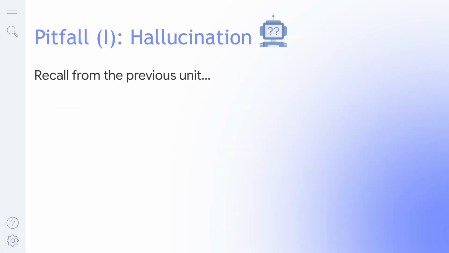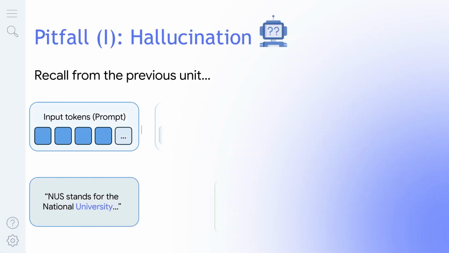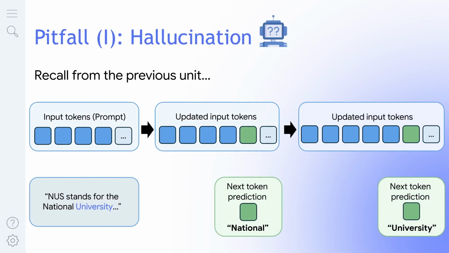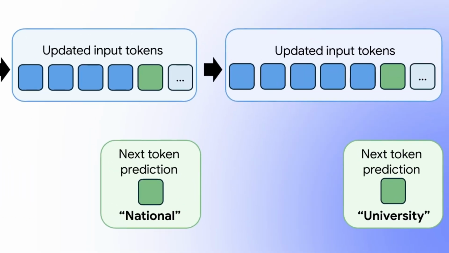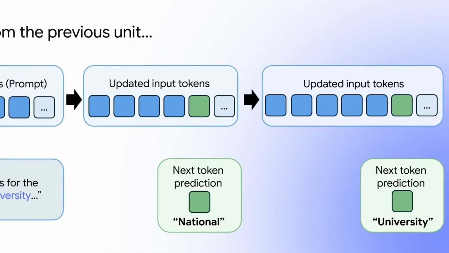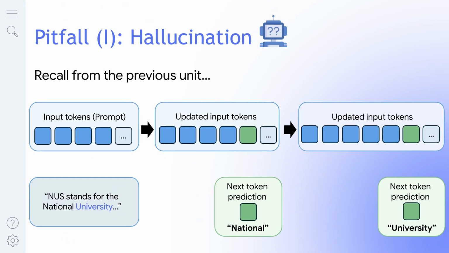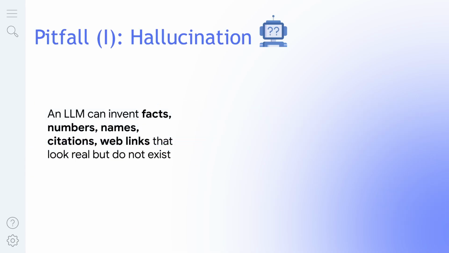Recall from Unit 1 that an LLM generates text by repeatedly predicting the most plausible next token. It is built to produce convincing continuations, not to guarantee truth. Several pitfalls follow directly from this. The first and most important is hallucination. An LLM can invent facts, numbers, names, citations, and even web links that look real but do not exist.